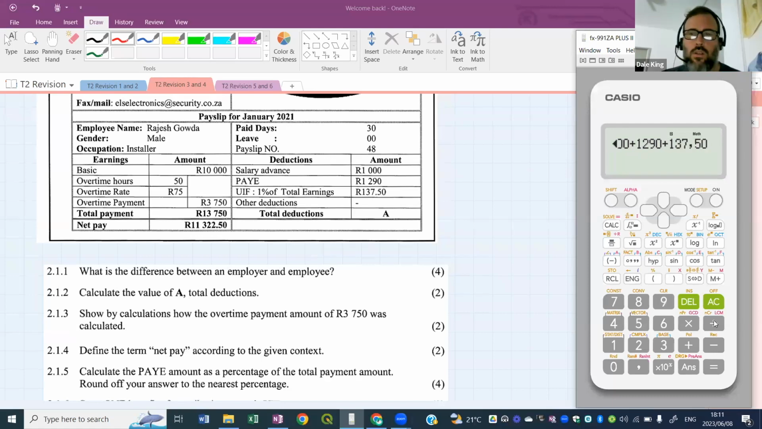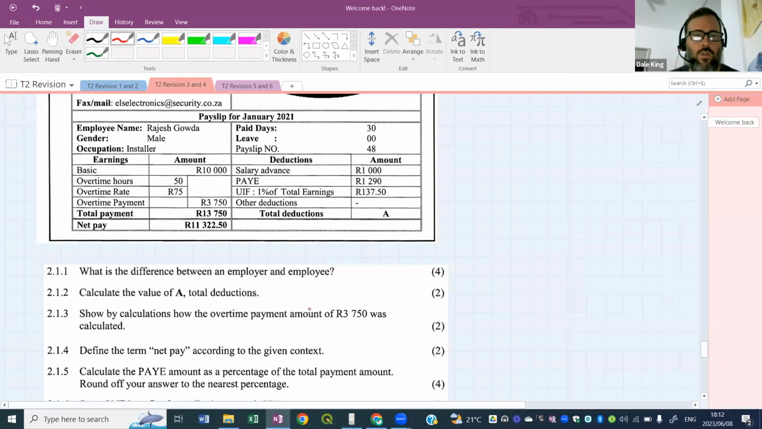So we're just going to add these up here on the screen. 137.50. Just going to add up those three totals. And like you guys are showing me, 2427 and 50 cents. I'm just going to put a little arrow here to say that we're going to add them, and the answer was 2427 and 50 cents.